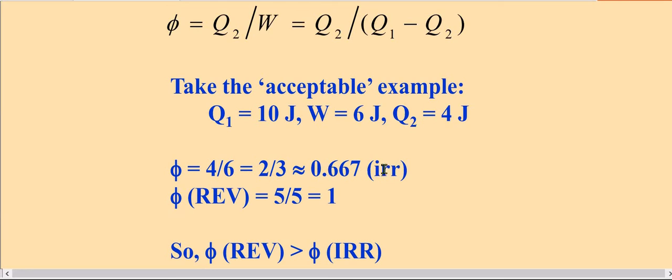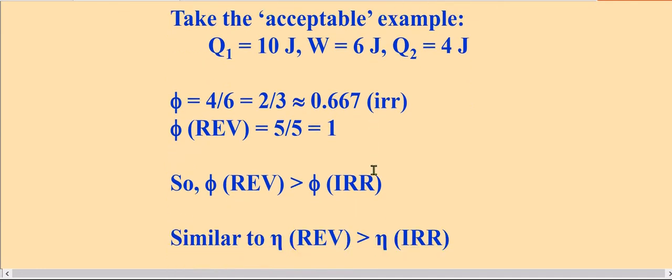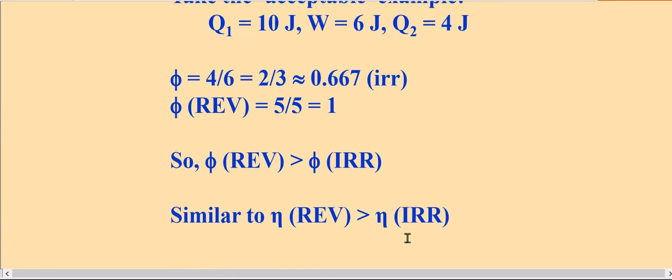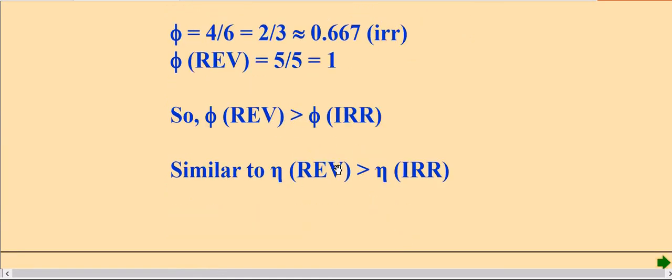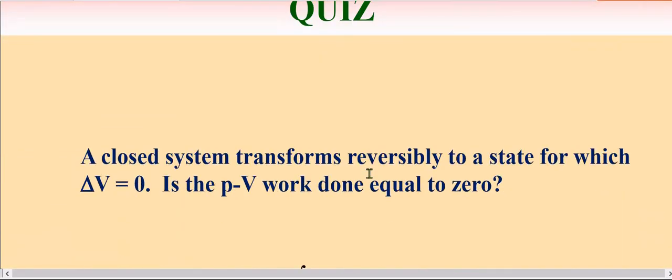So it is irreversible. What would it have been in the case of a reversible? In case of a reversible, we knew that Q1 is 10, W is 5, Q2 is 5. In our situation, we have the source at 200 and the sink at 100. So phi reversible would be 5. So you see that phi reversible is greater than phi irreversible. This is very similar to eta reversible being greater than eta irreversible. So this is about the pump, this is about the refrigerator, this is about the engine.